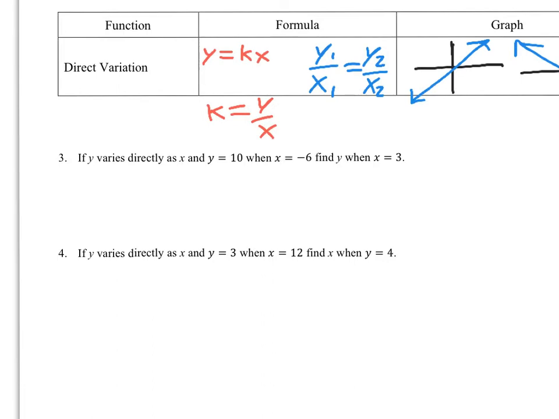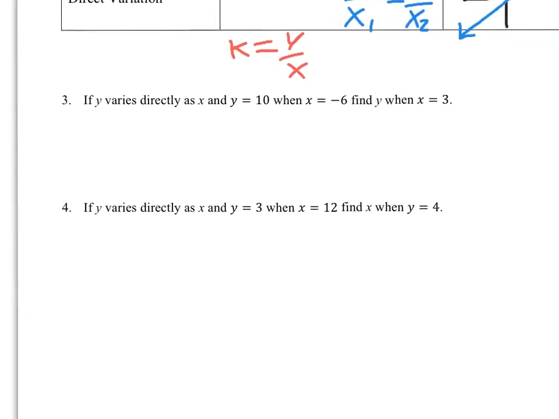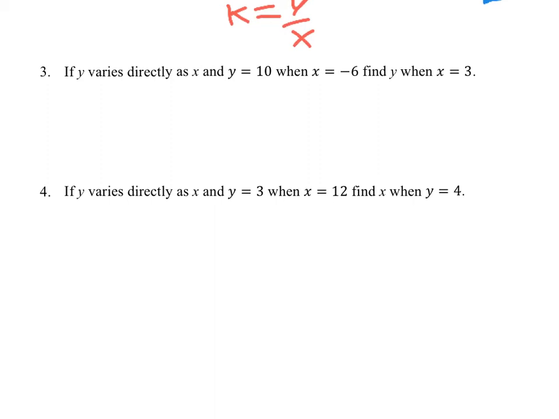Right, so for number 3 and 4, they are not asking for an equation. They're just asking us to solve for either an x or a y coordinate. So we can use the shortcut. So for direct, whenever it says direct, you can do y1 over x1 equals y2 over x2. I usually don't even bother with the subscripts. When I see y varies directly as x, I just write y over x, and then I equal it to another pair.